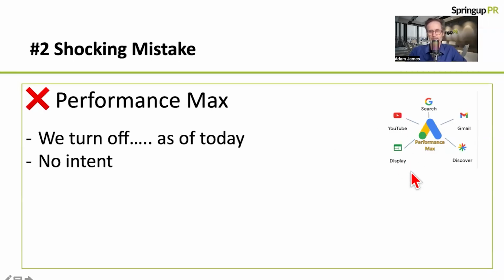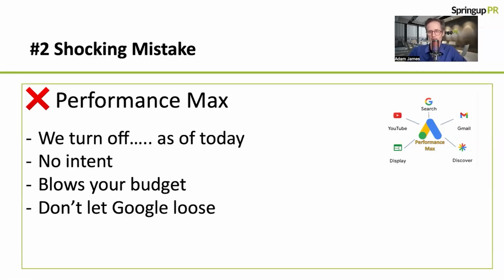If you're putting your ads in front of display, we really want to make sure that you're not blowing your budget and you're not letting Google loose on your Google ad spend. We just have search only. We don't have Performance Max because we want to go after those people who are showing the highest intent. So, search only. Shocking mistake number 2: don't over-rely on Performance Max.